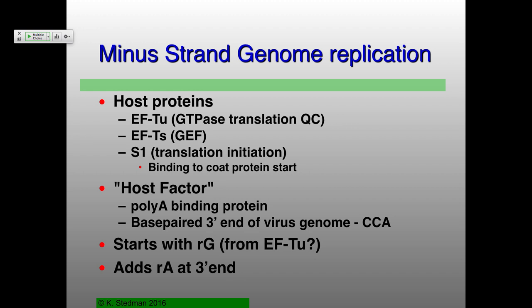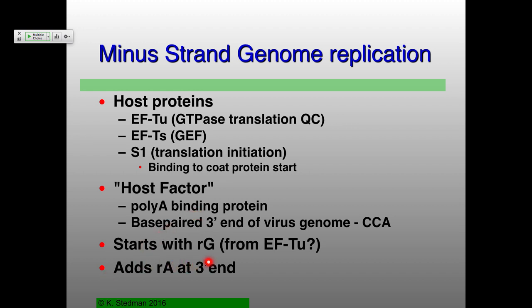There's also a so-called host factor. And why is it called host factor? It's because all the geneticists, when they were working on these viruses and how they replicated, found some mutations in the host that wouldn't replicate their genome. And some of those actually turned out to be these translation proteins, but also a poly-A binding protein, which is important for making particular proteins. It's a regulatory protein normally in E. coli, but it's been co-opted in order to make viral genomes.